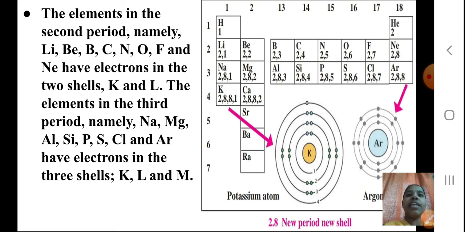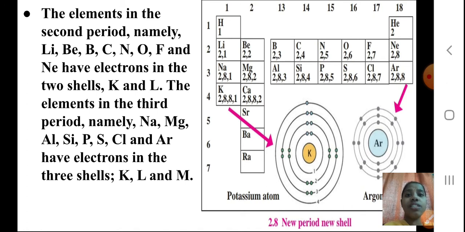The elements in the second period, namely lithium, beryllium, boron, carbon, nitrogen, oxygen, then what is F? F is your fluorine. Okay, and neon have electrons in the 2 shells K and L. The elements in the third period, namely sodium, magnesium, aluminium, Si is your what, students? Silicon. Then P is your phosphorus.